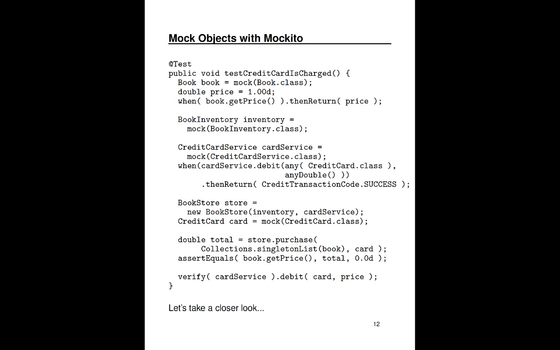And then the last line of the test uses the verify method of the Mockito API to verify that the debit method of the mocked credit card service was invoked with the card and the price that I expect. And that last line is really what the test is validating. It's validating that the credit card service was charged the expected amount. There's a lot here, so let's take a closer look at all these pieces parts of the Mockito API.